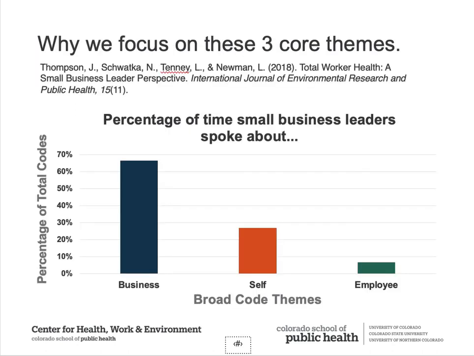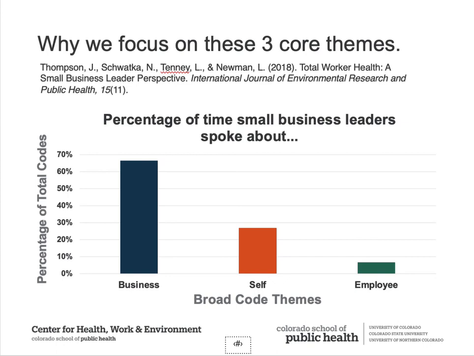I think it's important to explain to you all, before we move on to the second part of the lecture, to understand why we're focusing on the 3 core themes around the business strategy of the employee and the leader themselves. A few years ago, we did a qualitative study, an interview study with small business leaders, and we asked them about how they actually go about total worker health leadership in their organization. We wanted to understand how they're talking about it. And what we found were the 3 core themes that we've been talking about this whole time.